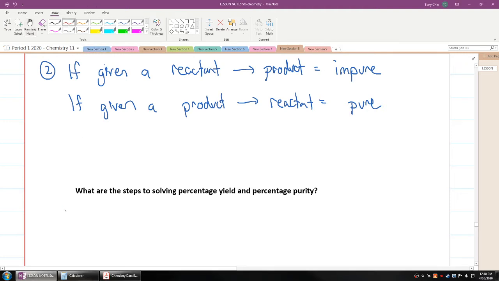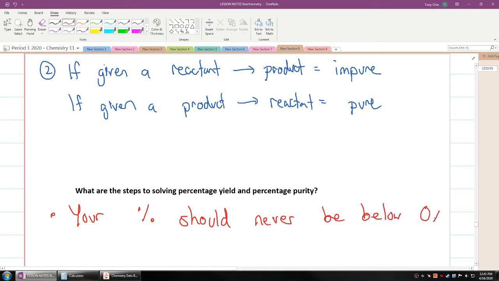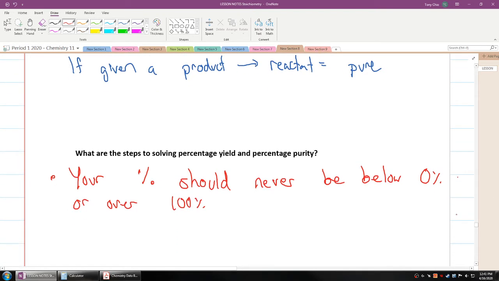You gotta make sure that your percentage should never be below 0%, aka cannot be a negative percentage, or over 100%. Because if you're over 100%, then there's no way that's possible, which means that there must be some impurities in your product.